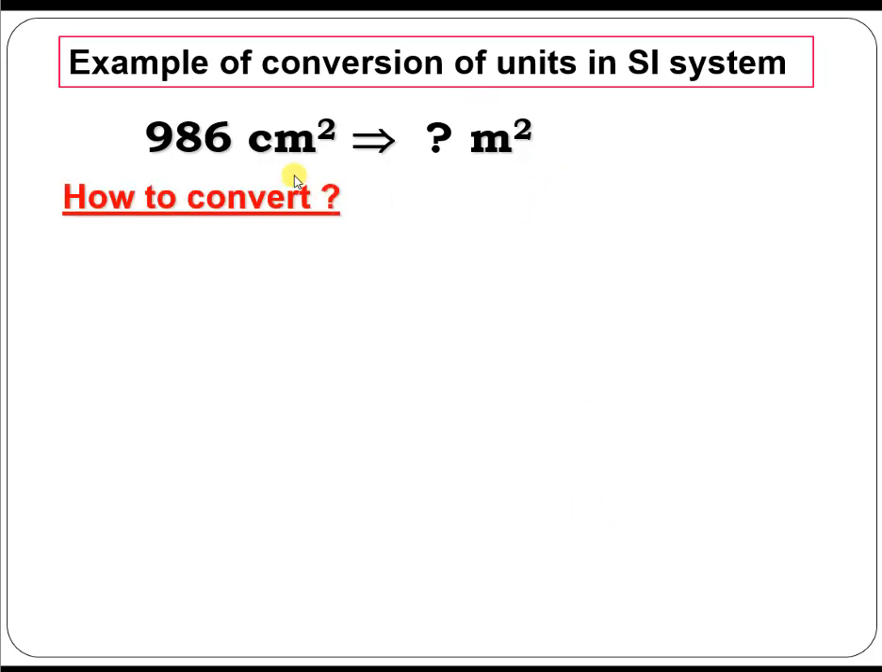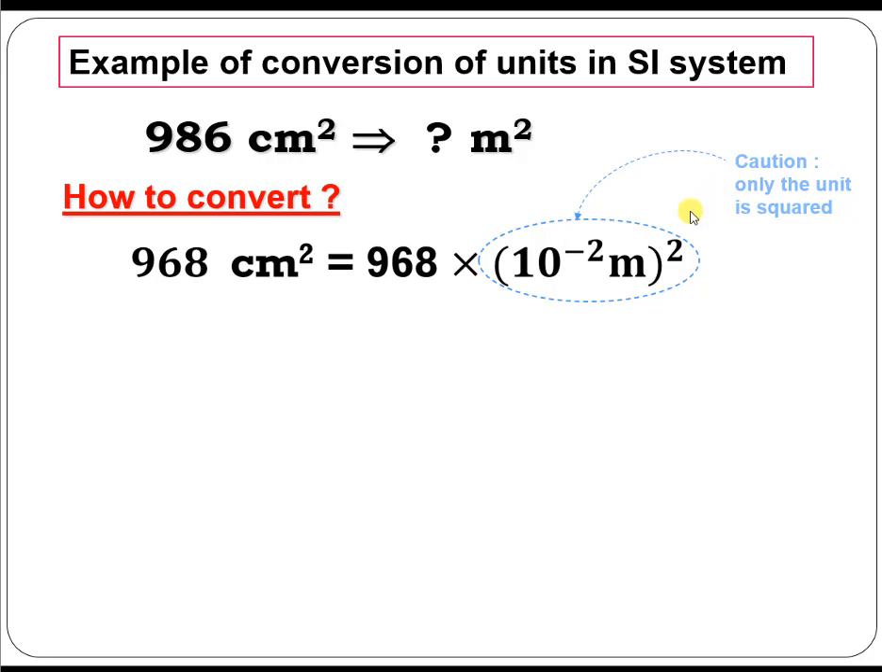And boys and girls, be careful when we convert units, especially for area and volume. For example, if we want to convert centimeter squared to meter squared, we have to bear in mind that the conversion factor and the unit are both squared. So for this example, 968 centimeters squared, we have 968, and then centi is times 10 to the power of negative 2 meter. We square this, so we obtain 968 times 10 to the power of negative 4 meter squared.